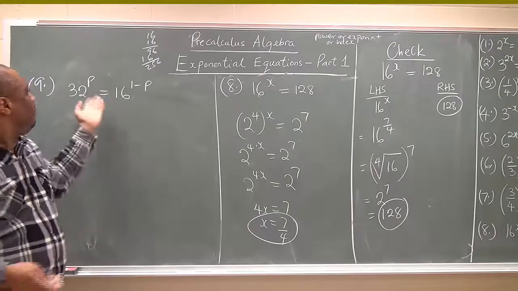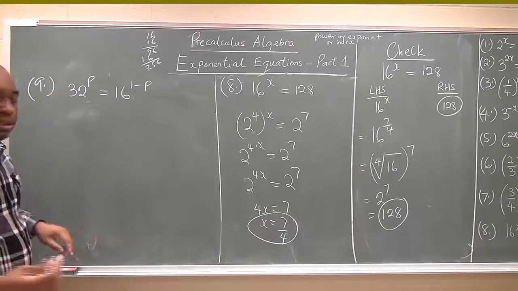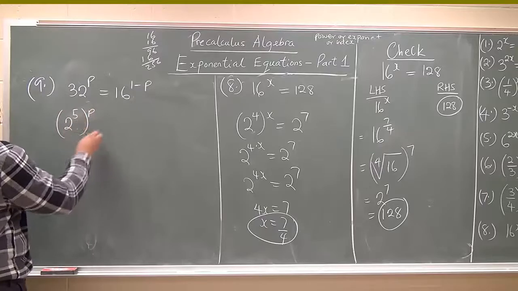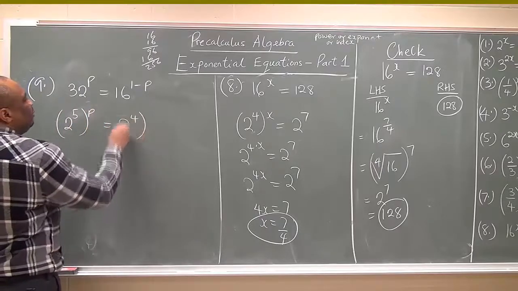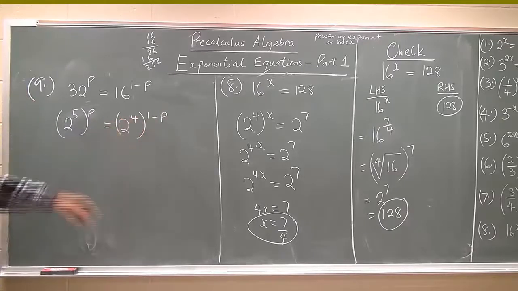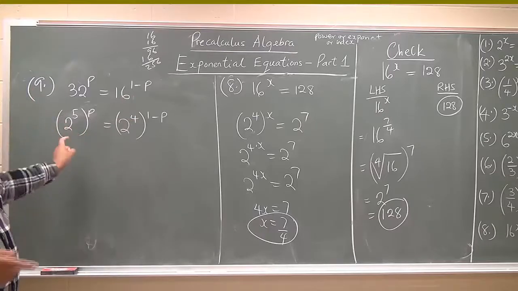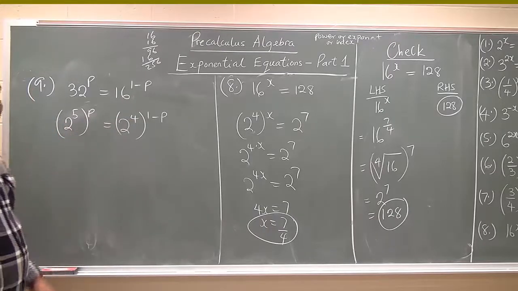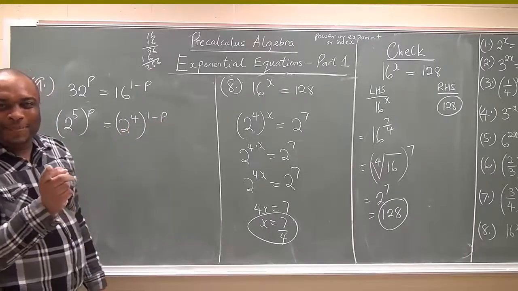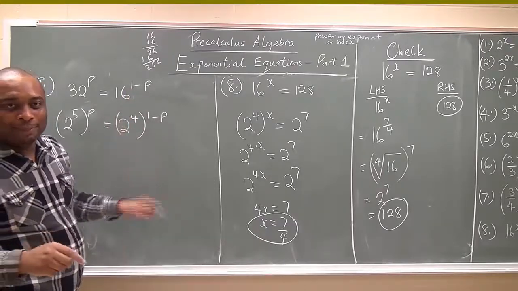So we try, and 4 won't work either, because 4 won't work for the 32. So we use 2. 2 will work. 2 exponent 5 times p equal to 2 exponent 4, 1 minus p. So do you see what I just did now? You've got to be careful when you're doing this. You see, I have to put it in parentheses. See that? Please don't come and do 4 to the 1 minus p. Please don't do that, please.